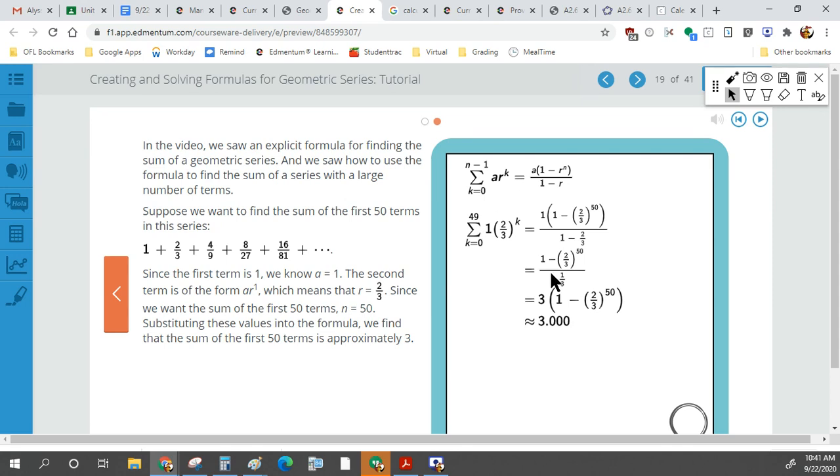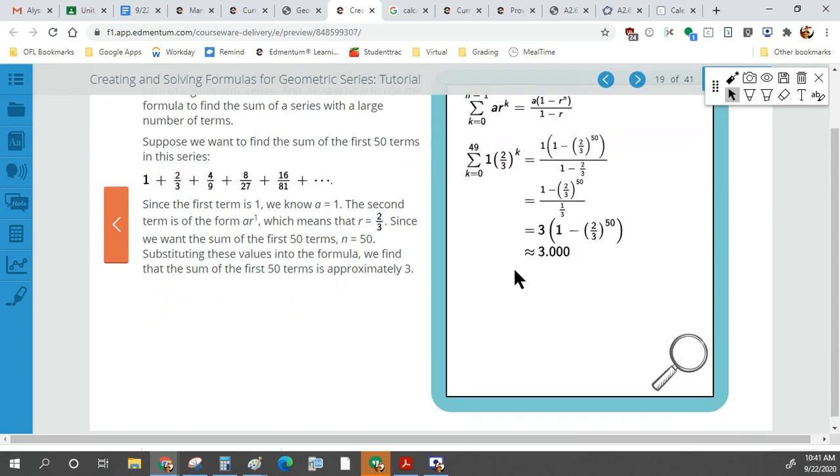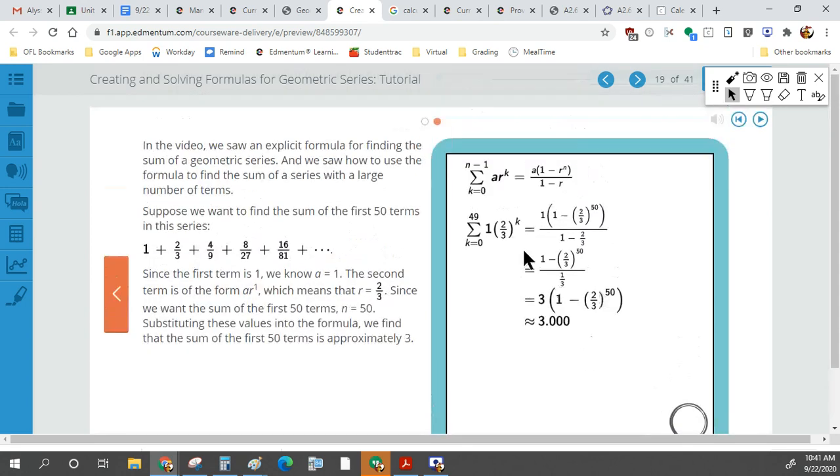49. It's actually 50, because remember, if we start at 0, we have to count 0 as one of those terms. 0 is our first term, 1 is our second term, 2 is our third term. So we're always one behind. So by the time we get to 49, it's 50. And we plug it in here. I'll show you guys how to use the Google calculator to figure this out. It does involve using a pen and pencil, but for the most part, you can use a calculator.